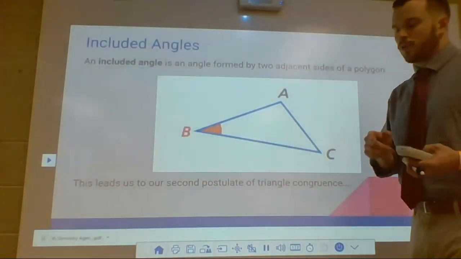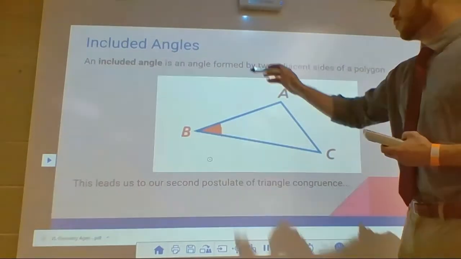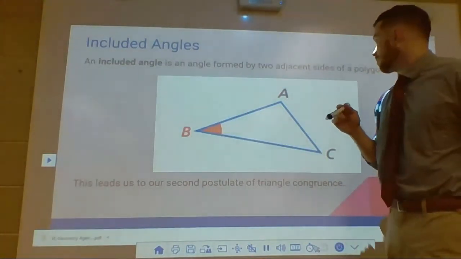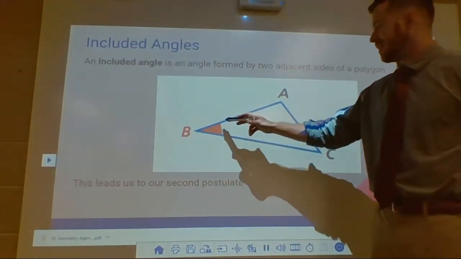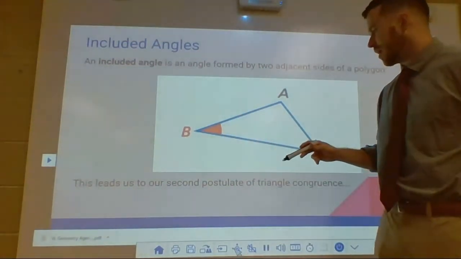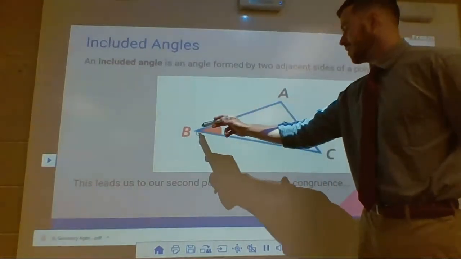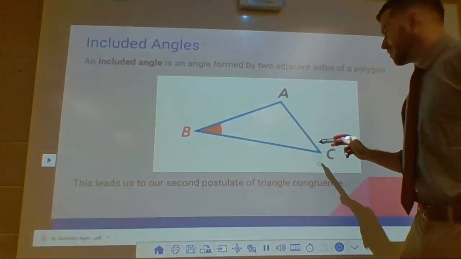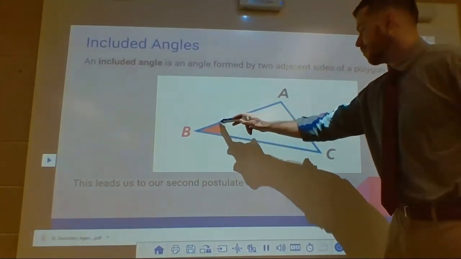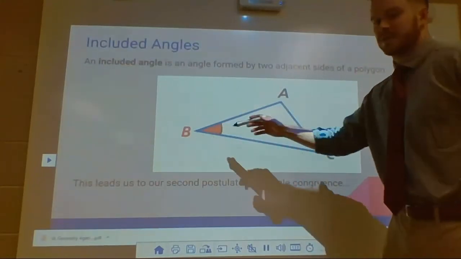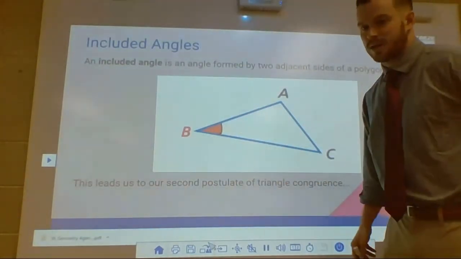All right, now before we finish up, let's talk about an included angle. An included angle is an angle formed by 2 adjacent sides of a polygon. So basically it's the angle in between 2 sides. Angle B is in between side AB and side BC. Okay? So angle B is the included angle of AB and BC. It's the angle in between the 2 sides.